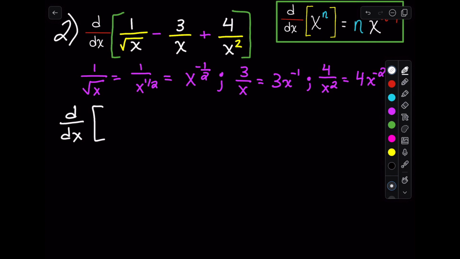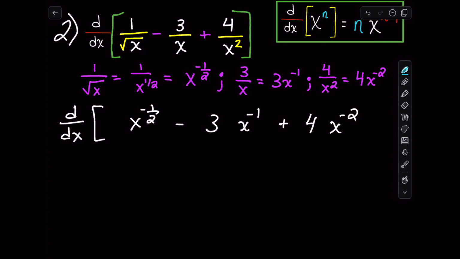So this can be rewritten as taking the derivative of x to the negative 1/2 power minus 3x to the negative 1 plus 4x to the negative 2 power. And to take the derivative of all these terms, we can implement the same notation that makes it easier as before, where we take the exponent as the coefficient and then subtract 1 from the exponent.